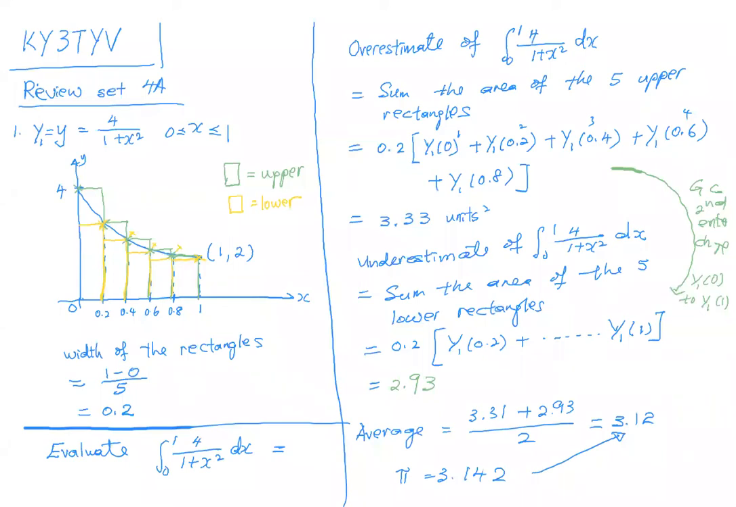Can you use your GC and find the answer? Yes. Okay, what is the answer? Do you know how to use your GC to get the answer? You go to math, you click from your Y1, you go to math. We got 3.14.